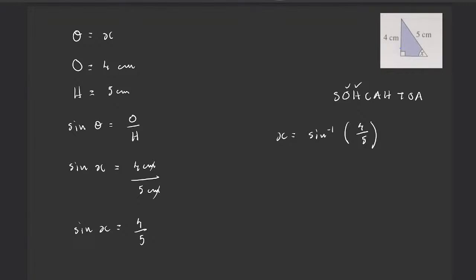So all you need to do is press your shift and your sine button, you get your sine inverse function, and then you just put in your 4 over 5 and find sine inverse of 4 over 5, and I get x is equal to 53.13010 degrees. Of course, we will be putting this answer to 3 significant figures. Therefore, x is equal to 53.1 degrees, and that's the 3 sig figs, and that's my answer.